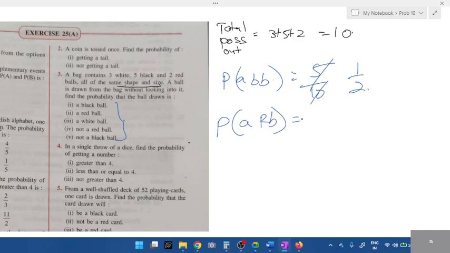Totally, how many red balls are there, students? 2. 2 divided by 10. Answer: 1 by 5. Same concept. A red ball is given. 2 red balls are there, so you take it twice. 1 by 10 plus 1 by 10 becomes 2 by 10.